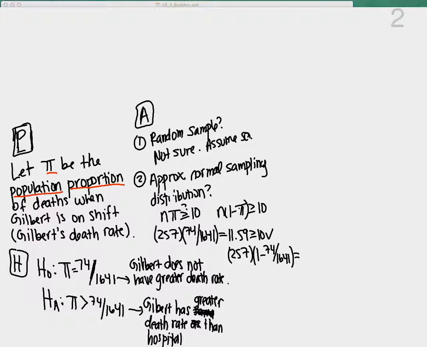Or anybody who has it? 245.41. Yes. Okay, so we can say that the sampling distribution is approximately normal.